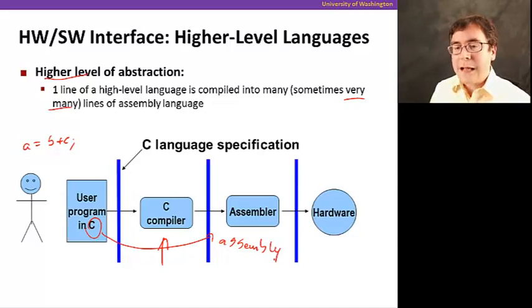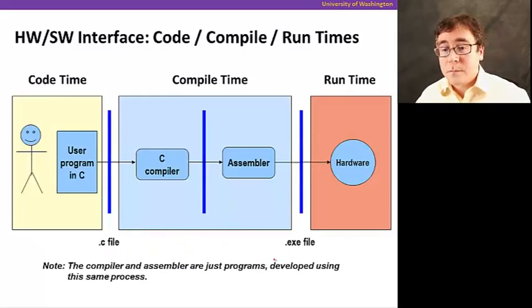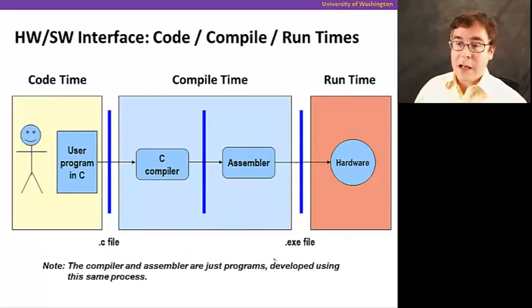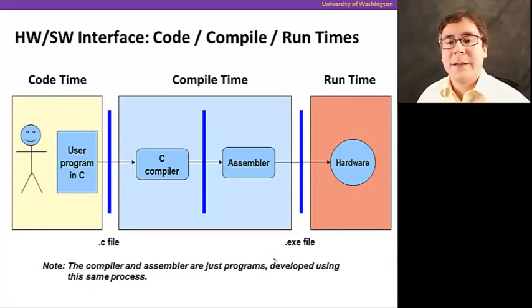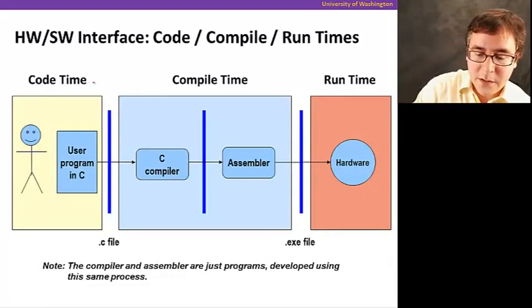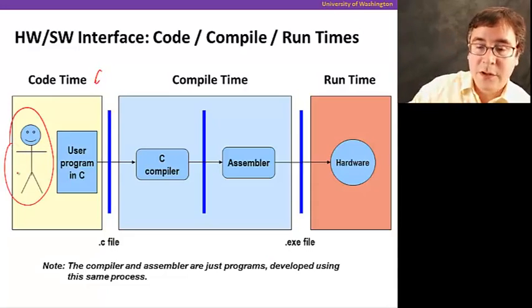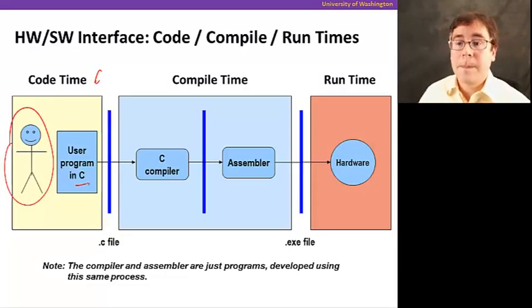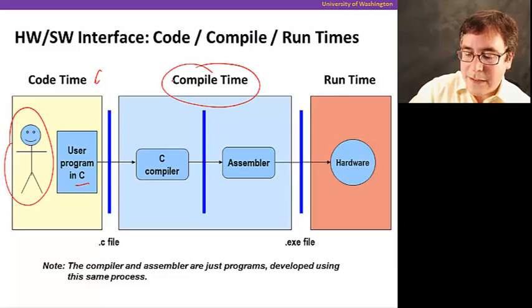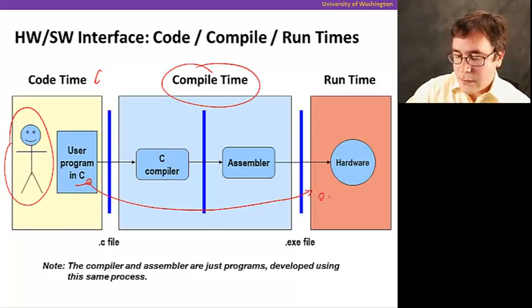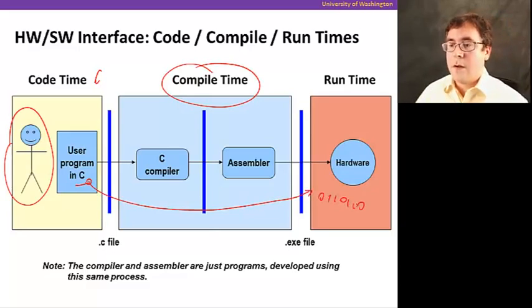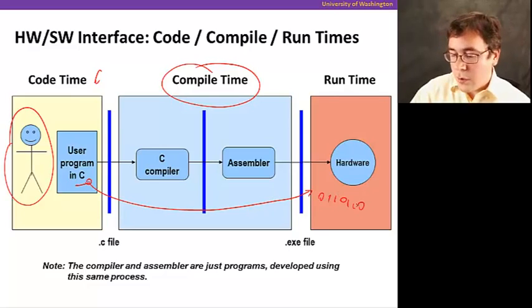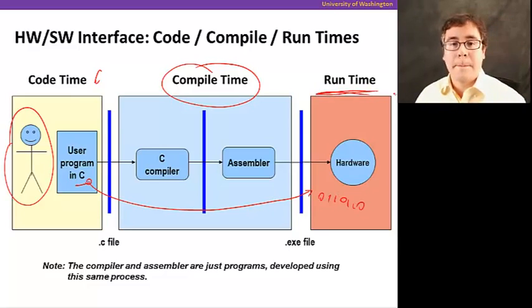So now, let's look at the entire lifetime of a computer program. A computer program has three basic steps in its lifetime. There's coding time, which is the time that the human spent writing the program in a high-level language like C. Compile time is the time it takes to take your C program and generate machine code executed by the hardware. And when the hardware is executing the code, we call that runtime.